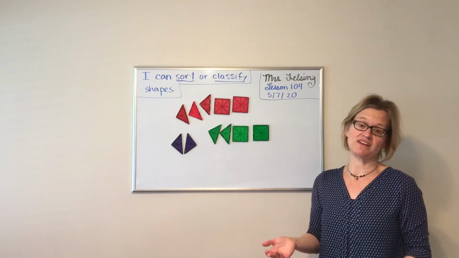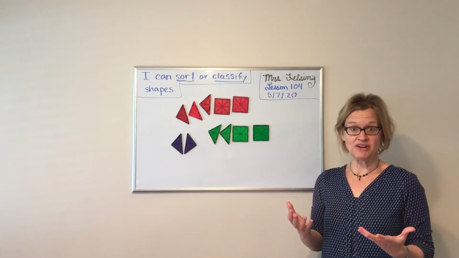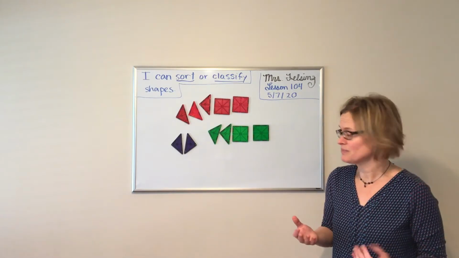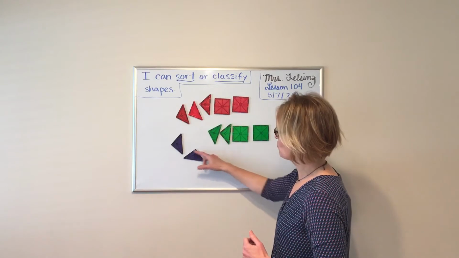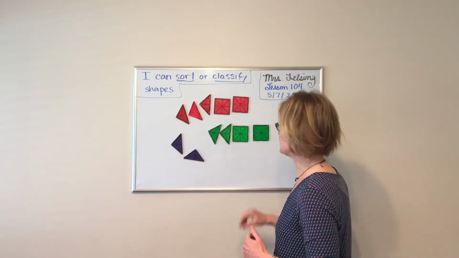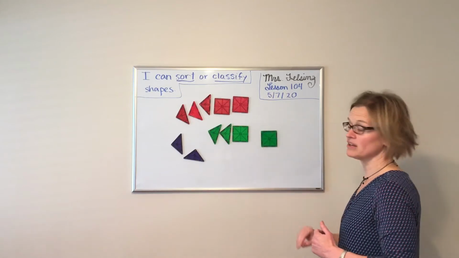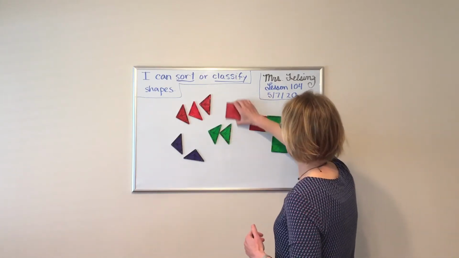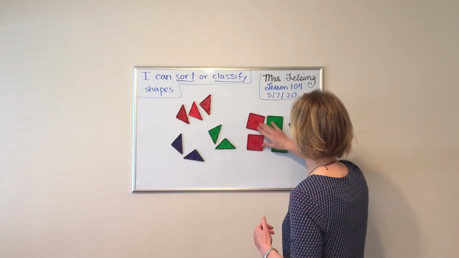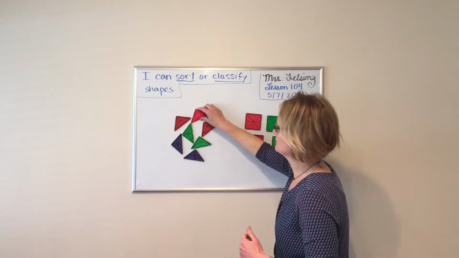Another way that you could classify these shapes is by the shape that they're in, by the number of sides. So if we take a look here, this looks like a triangle because it has 1, 2, 3 sides. This looks like a square because it has 4 sides that are all equal. So another way that you can sort these is you can put them all together by squares and triangles.